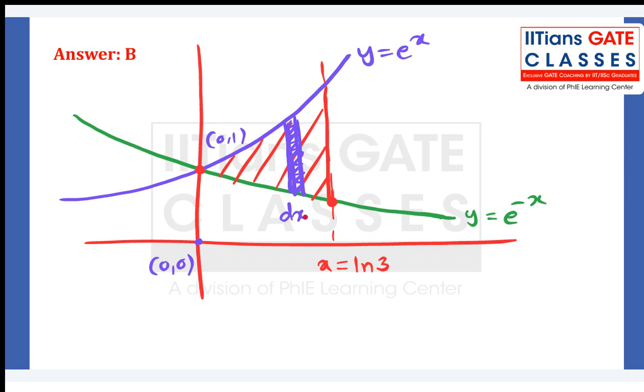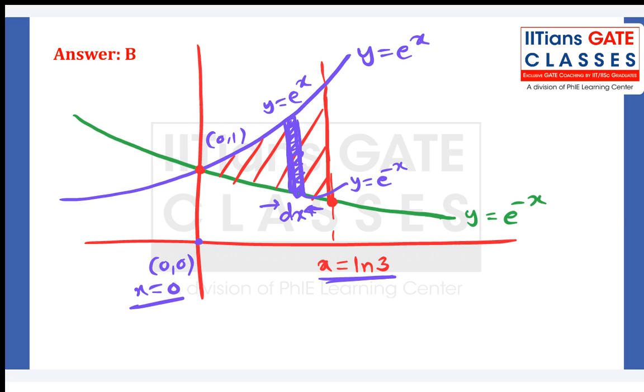So the y value here is e power x, and this is the thickness, and the function at the bottom is nothing but y equal to e power minus x, right? So the area will be nothing but the difference of these y values into dx, and then you integrate with respect to x, right? You can do the same exercise by taking horizontal strips also and do the integration with respect to y, but that is the difficult way. This one is the easier way because x is going from 0 to ln of 3. So therefore, you take vertical strips, stack them together. That is the easier way.